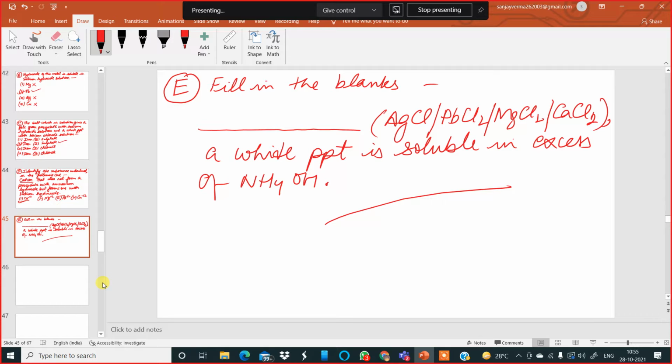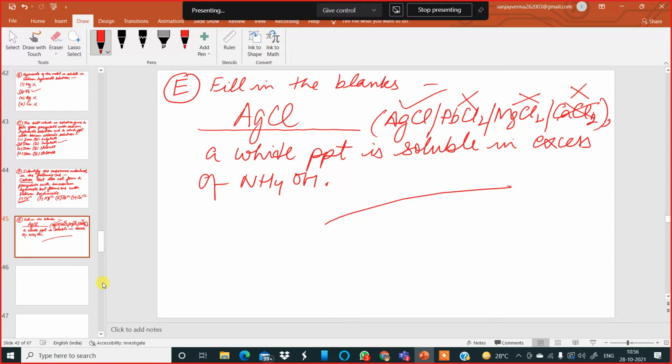Which one is a white precipitate? Curdy white precipitate, actually. It is soluble in excess of ammonium hydroxide. Get the answer. Which one? It cannot be calcium chloride. It cannot be magnesium also. AgCl is the correct answer. Silver chloride. It cannot be PbCl2. It is AgCl, silver chloride.